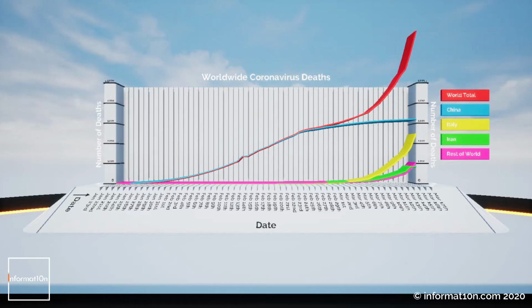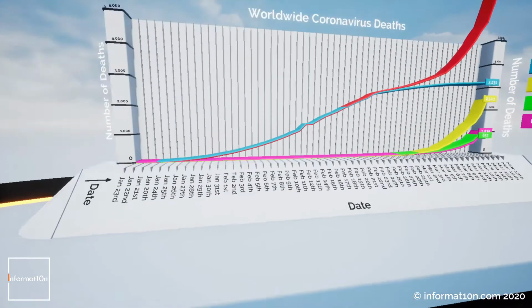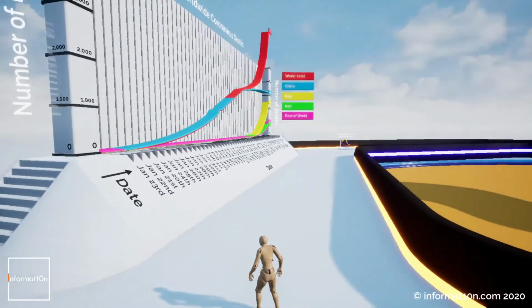The other lines on the chart are the yellow line, which is Italy, the green line, which is Iran, and the pink line, which is the rest of the world combined, so the number of deaths in total outside of China, Italy, and Iran. We can see that towards the start of March, the red line and the blue line separate. This is because the number of deaths in China stops rising so dramatically. But then the death rate in Italy, Iran, and the rest of the world starts to increase towards the end, and that's where you get that final upwards curve in the red line.